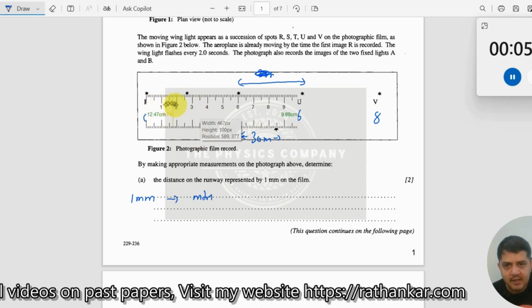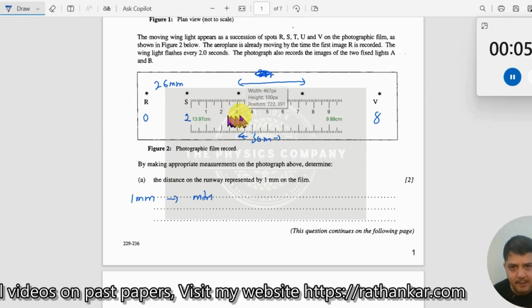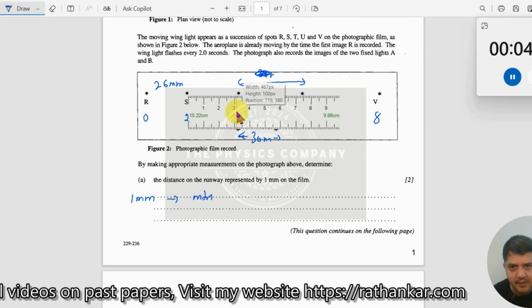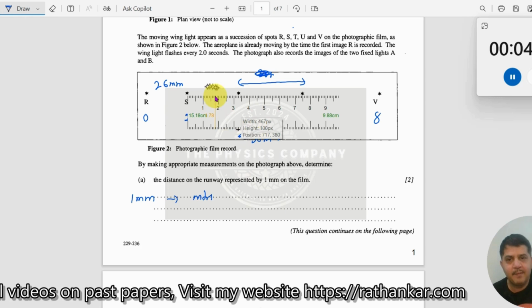Right? 10, 20, 25, 26. It should be 26 millimeter. And then the next one, let me move the scale here. Keep it exactly at that point. And what is the value here? I get the value as 33.4 centimeter. Or maybe I'll make it as 33 millimeter.